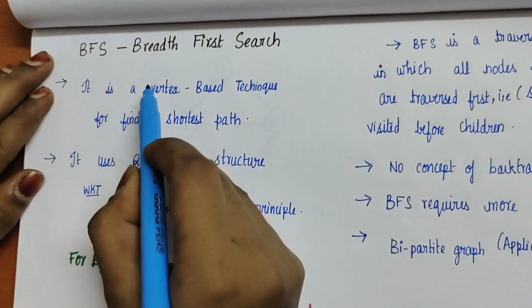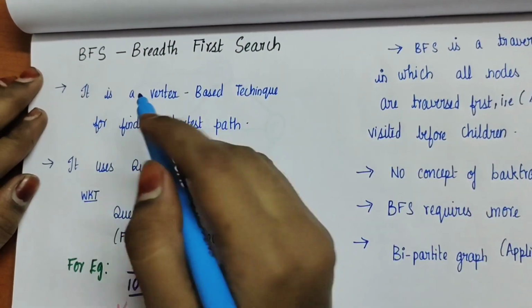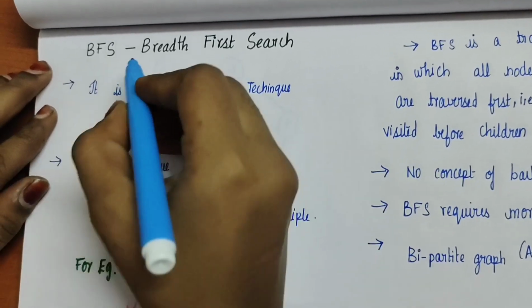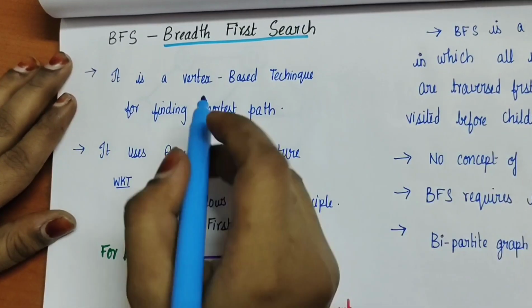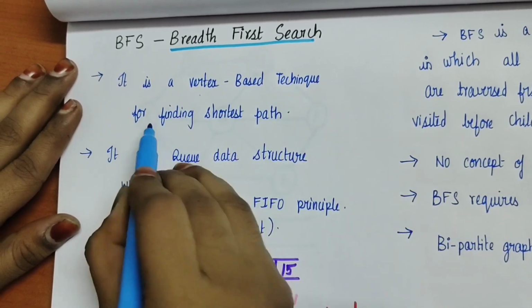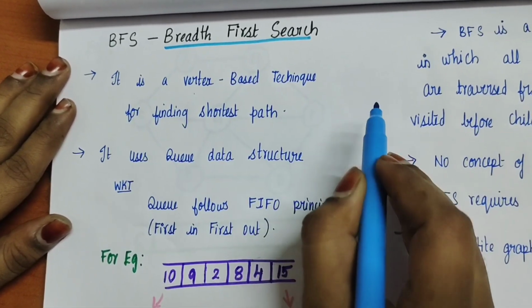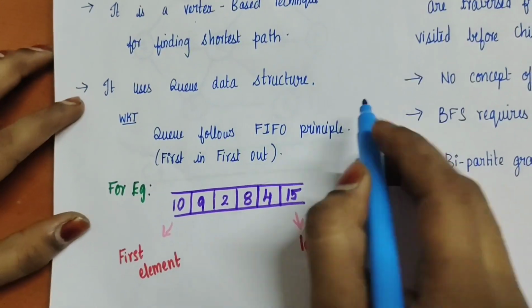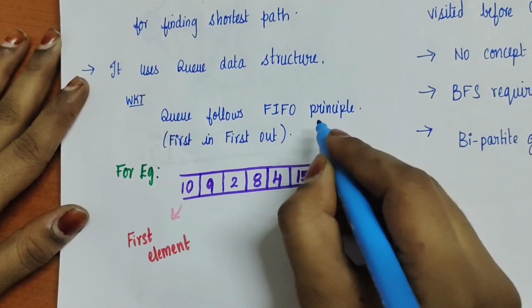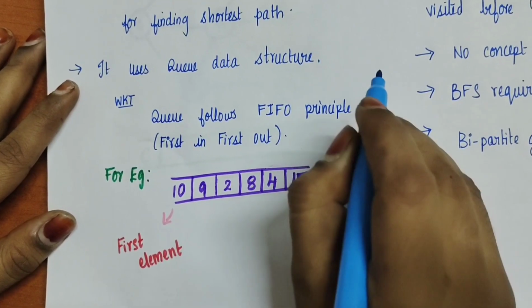Now let's see the concept of BFS and DFS. First we will see BFS. BFS is nothing but breadth first search. It is a vertex based technique for finding the shortest path, and it uses a queue as the data structure, and as we all know, a queue follows the principle of first in first out.